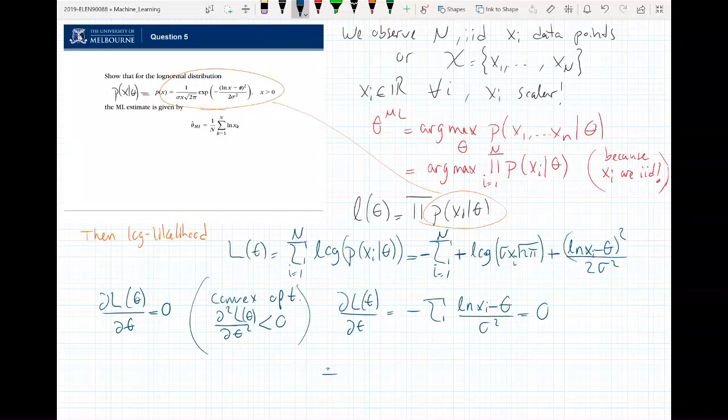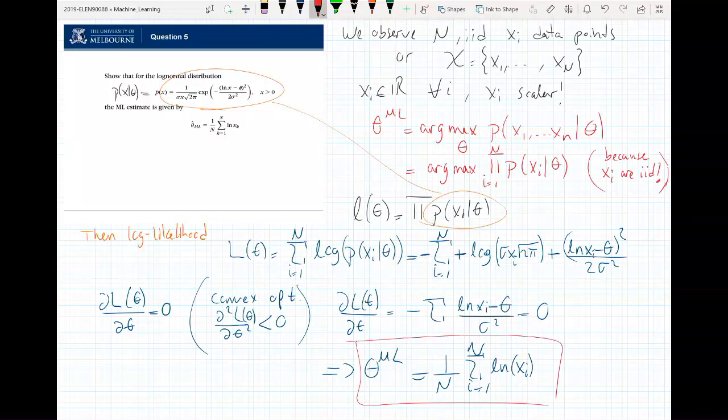So theta star, or let's call it theta ML, because this will be the maximum likelihood, would be, this minus also doesn't play a role, 1 over n sum of ln xi, i equals 1 to n. Because I have all the n xi's, the data set, I can directly calculate this. So that would be the maximum likelihood solution.